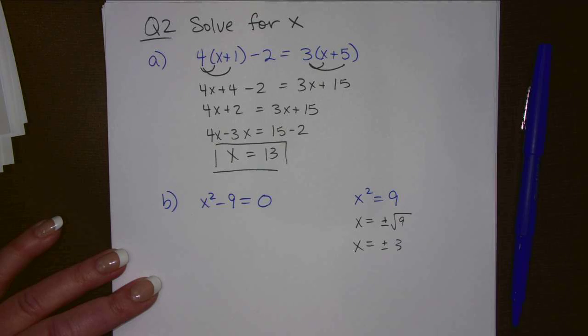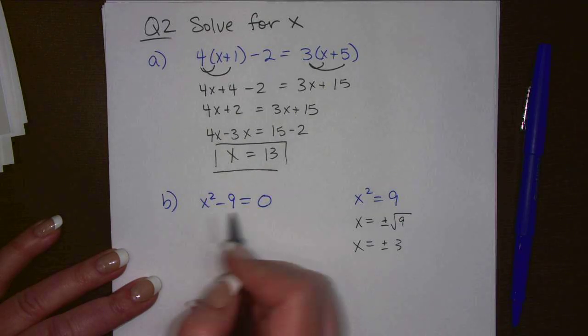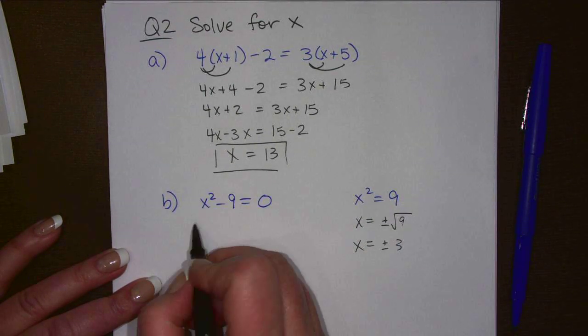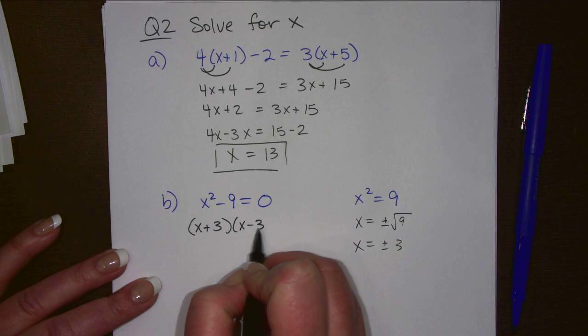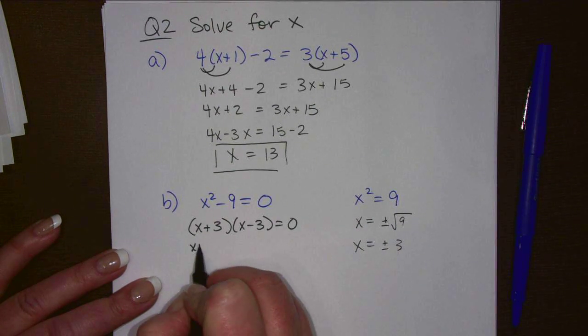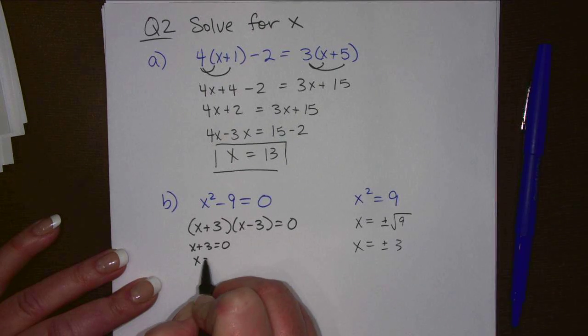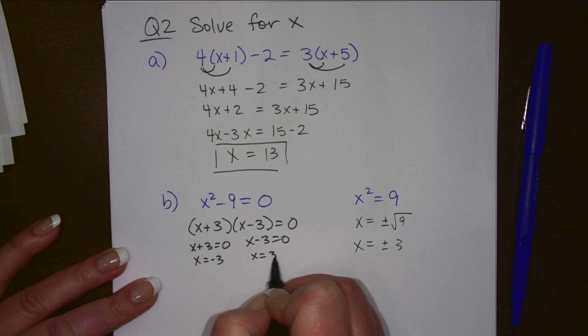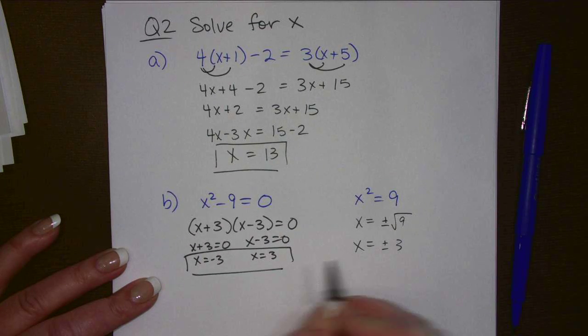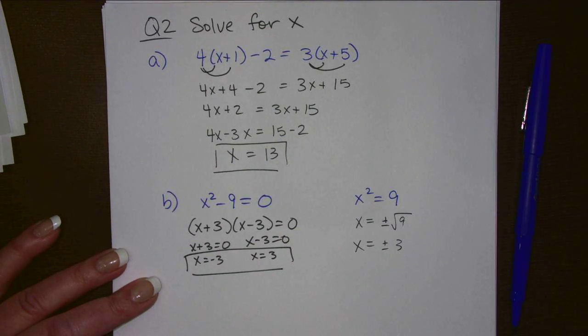But if you always move it over, make it equal 0, so then you do the difference of squares, you'll get x plus 3 equals 0, and x minus 3 equals 0, which you could write as plus or minus if you wanted to. It's the same thing.